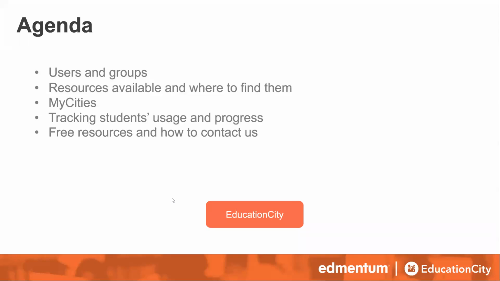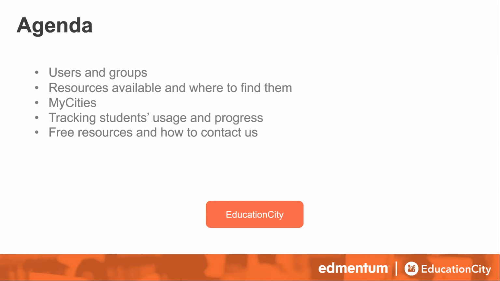So this is essentially our outline for today. The users and the groups. The users is the most important part of Education City. If users aren't set up, you can't access it and you can't allocate work to students, and students can't access it to complete that work. So the users area is the most important.